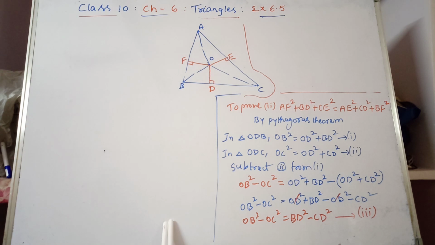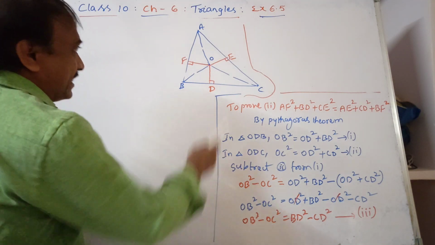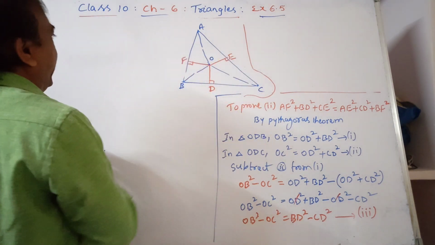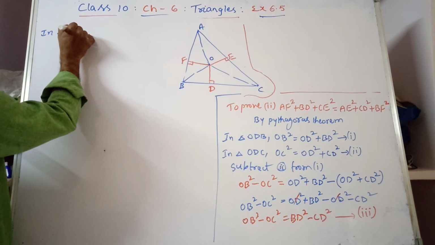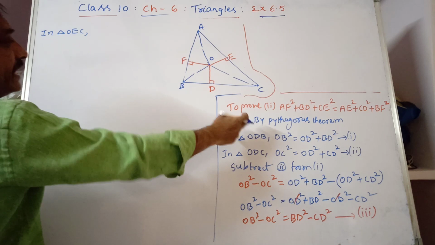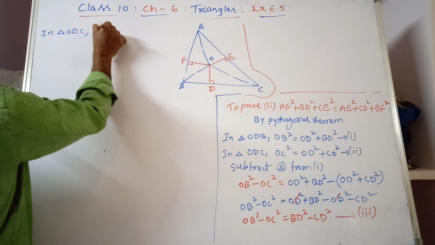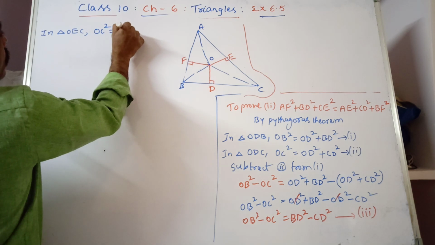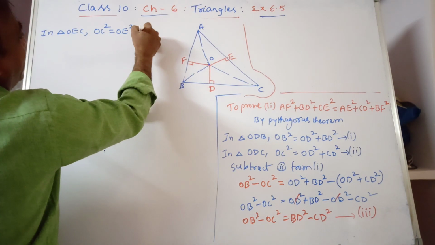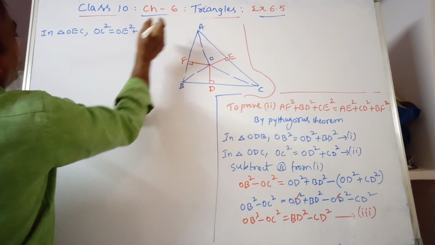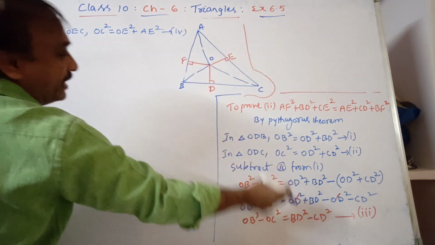Now see the continuation of that. Now we are taking triangles OEC and OEA. Observe it. In triangle OEC, according to Pythagoras theorem, OC square is equal to OE square plus AE square. This is equation 4. Already 3 is over with this.